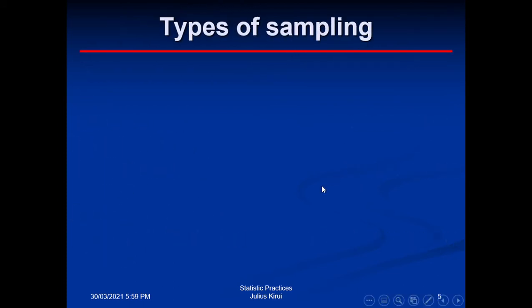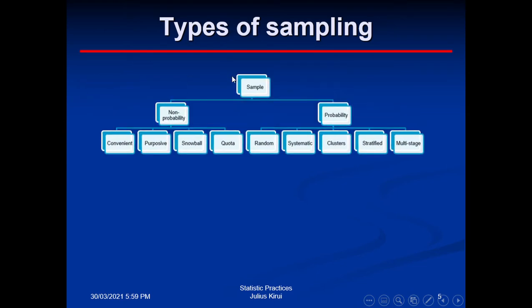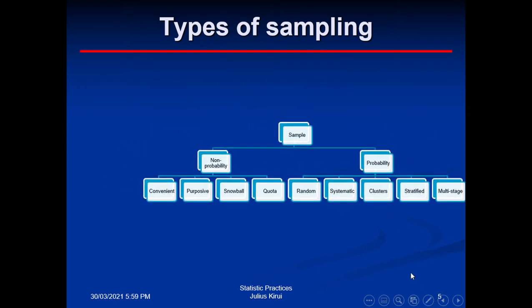Now, types of sampling. This is the area which we need to actually emphasize. Our discussion will be based on types of sampling. In the types of sampling, we have two types: non-probability sampling and probability sampling. In non-probability sampling, we have convenient sampling, purposive sampling, snowball sampling, and quota sampling. So these are non-probability sampling.